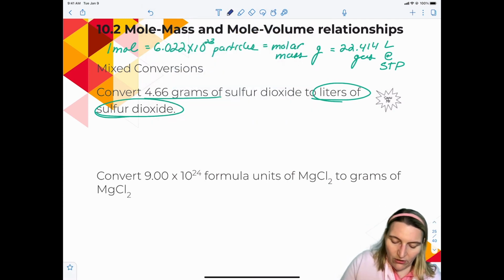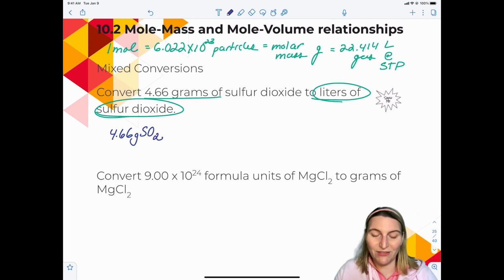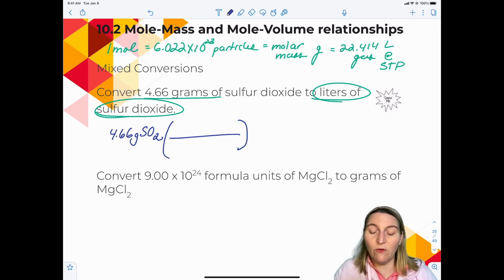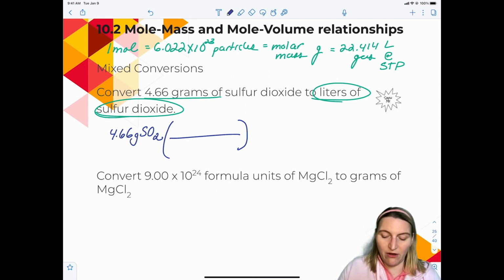So I'm going to take my clue, the 4.66 grams of SO2, that's sulfur dioxide, and put it out front. Right now, all these 4 things are equal to each other. So that means I can put any of them anywhere in my parentheses. These are like, let's see, 36 inches, 3 feet, 1 yard. All those things are actually the exact same thing. So they're all equal to each other. Just like these 4 things are all equal to the same thing. So I can put them in parentheses because they are conversion factors.